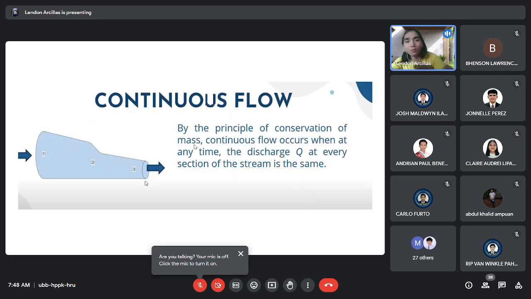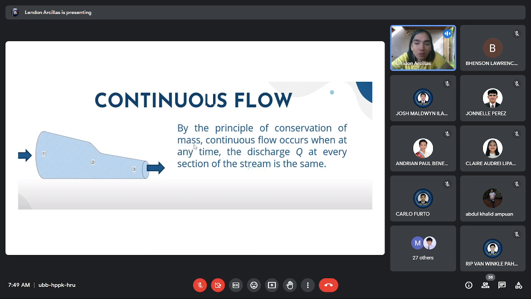So, let's proceed to continuous flow. Continuous flow is the principle of conservation of mass. Continuous flow occurs when at any time, the discharge at every section of a stream is the same. So, kung ano yung papasok na fluid, kung ano yung amount of fluid that passes through, yun din yung lalabas. Kahit na magkakaiba yung diameter na papasukan niya, say for example, mas malaki yung diameter na papasukan niya, and then paliit ng paliit, the mass or the amount of fluid that passes through this channel is always the same kung lalabas siya. So, hindi siya mababawasan. That is the law of conservation of mass.